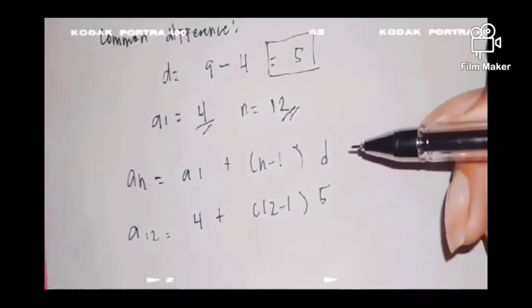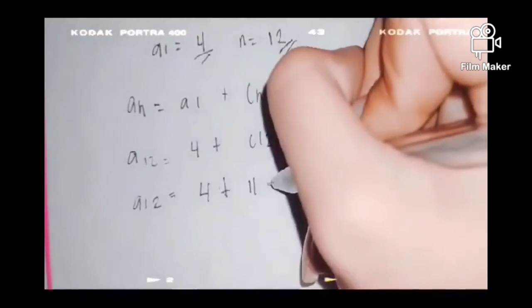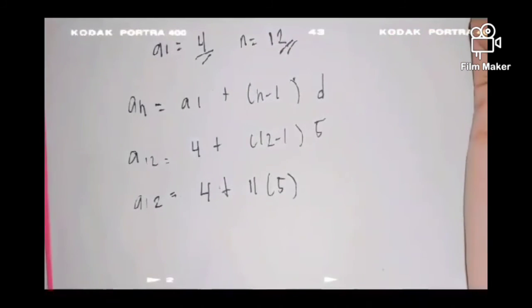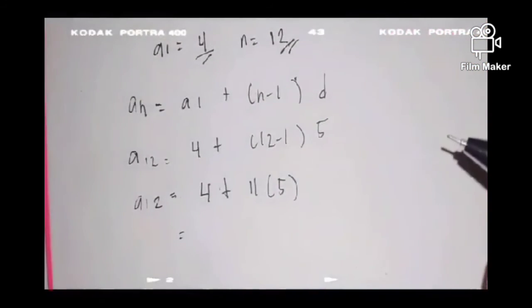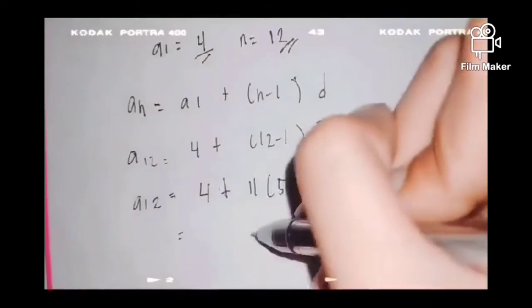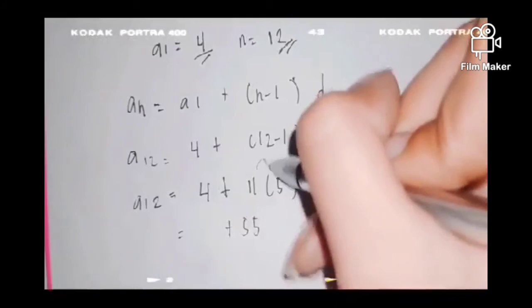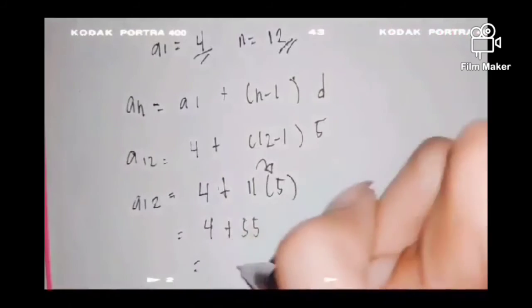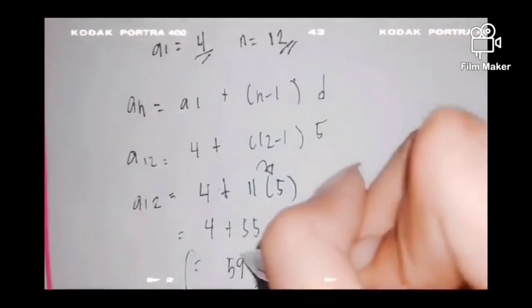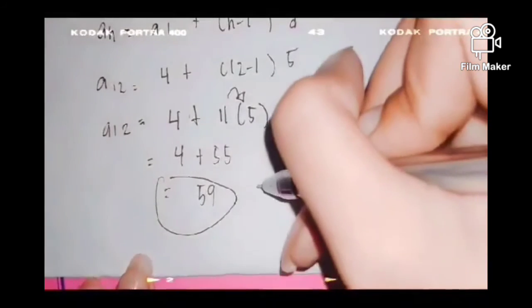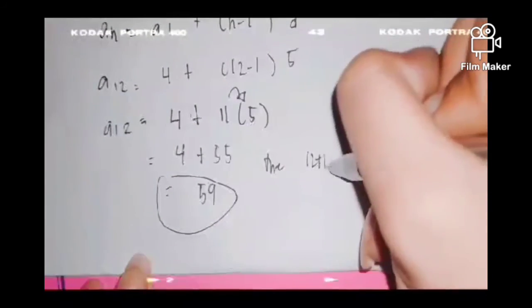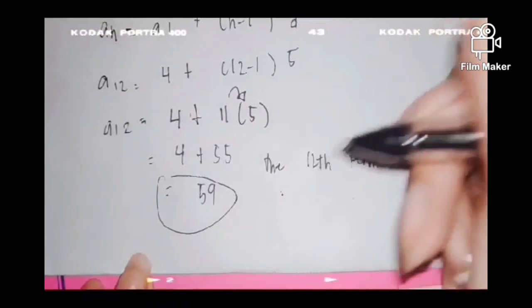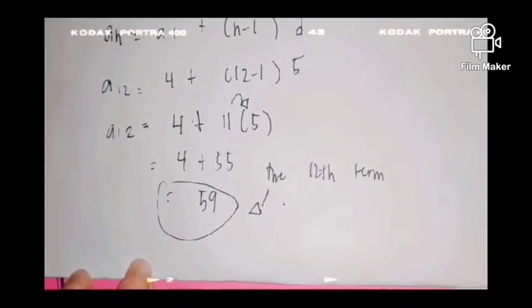Now let's substitute our given to our formula. Let us solve first the term inside the parentheses. So 12 minus 1 is 11. Bring down the 4. And 11 times 5 is equal to 55. Bring down the 4 again. 4 plus 55 is equal to 59. Our 12th term is 59, and that's how you solve an arithmetic sequence.